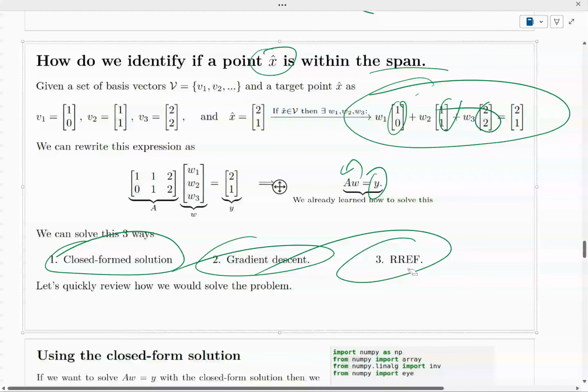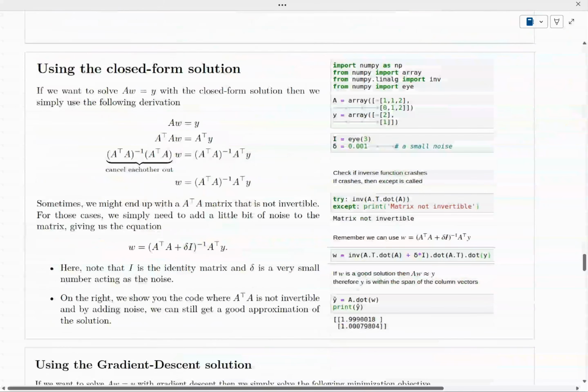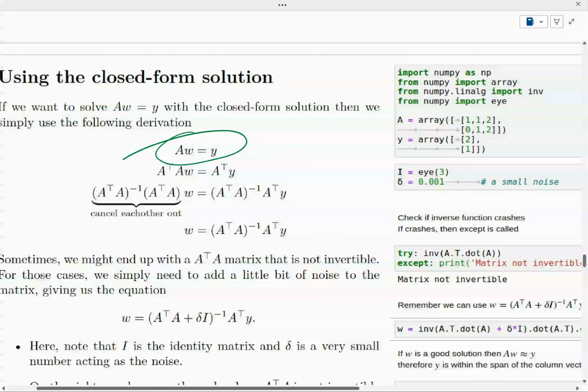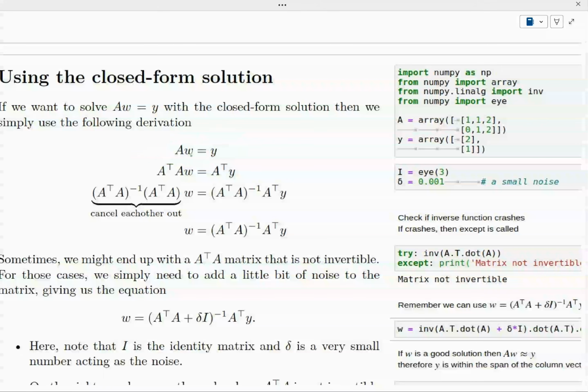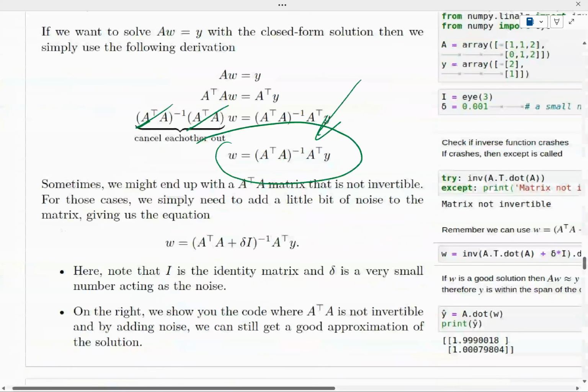Okay, let's quickly review how we might solve this. So here's the closed form solution. Remember, with a closed form solution here, you could simply multiply by A transpose on both sides, and then you multiply the whole thing out. After you multiply A transpose on both sides, you multiply by the inverse on both sides. The inverse is useful because this cancels out, leaving us W is equal to this. So we can calculate W very easily simply by using this.